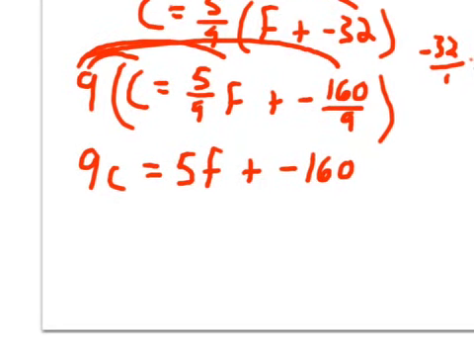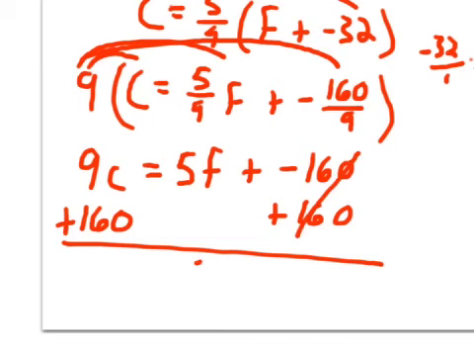Now remember, don't lose track of what you're doing here because we have two different variables. Okay, this is where some people get confused. Just because we got two variables, we're just trying to solve for f. So pretend like this said 90 or something over here. How do we go about solving for f? Well, we get rid of the negative 160 over here by adding 160 to both sides. And these cancel, and we have 5f.